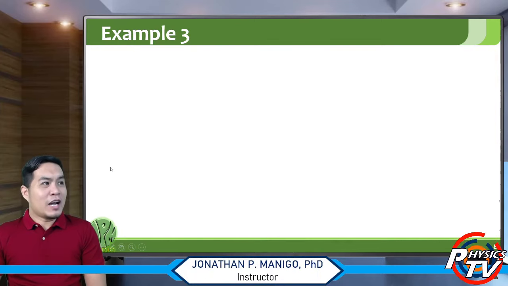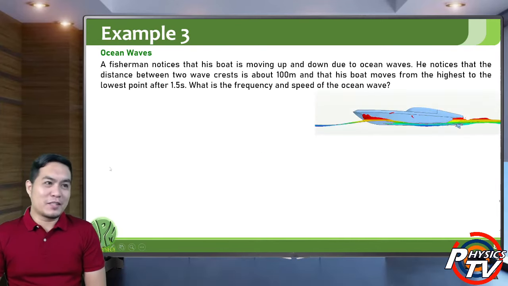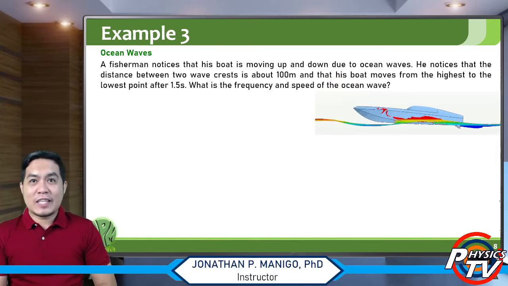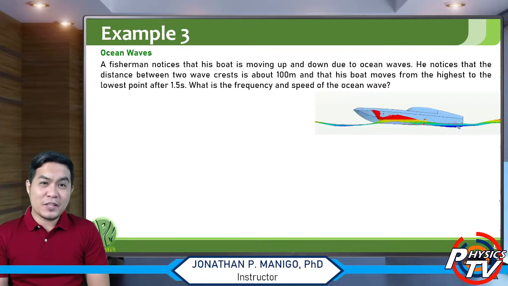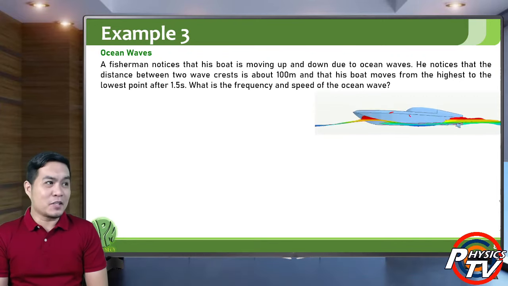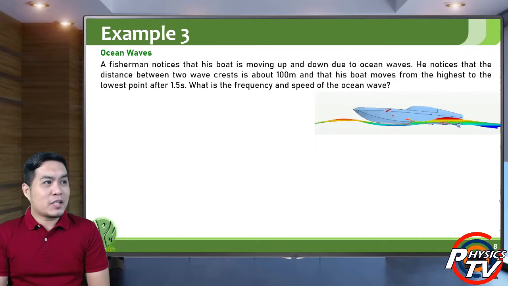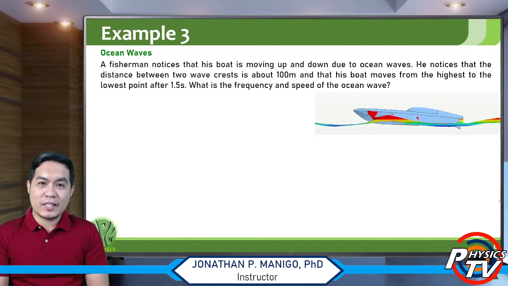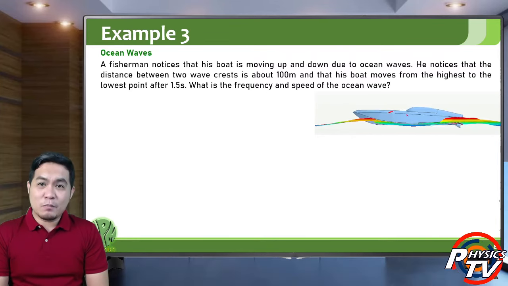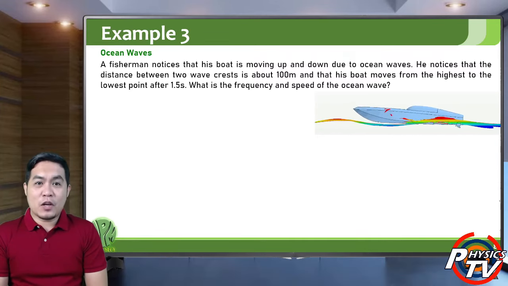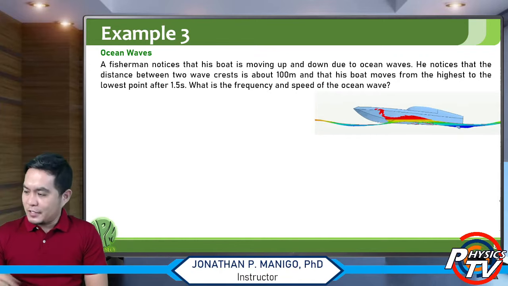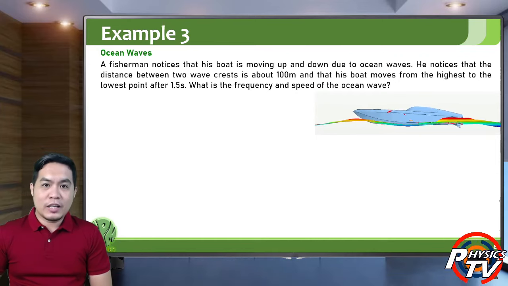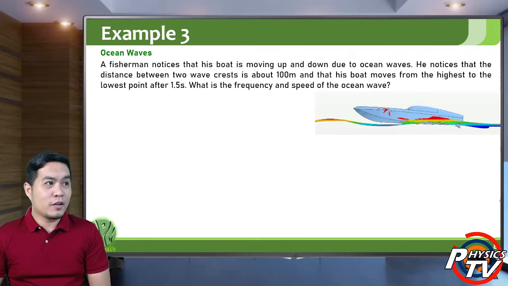Okay. Another example is ocean waves. An ocean wave is actually a surface wave. It's a combination of longitudinal and transverse waves. A fisherman notices that his boat is moving up and down due to ocean waves. He notices that the distance between two wave crests is 100 meters, and that his boat moves from the highest to the lowest point after 1.5 seconds. What is the frequency and speed of the ocean wave?